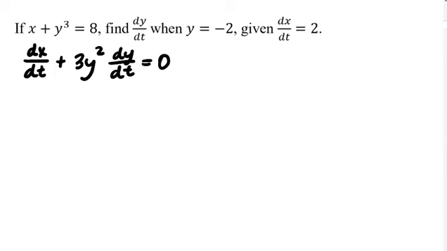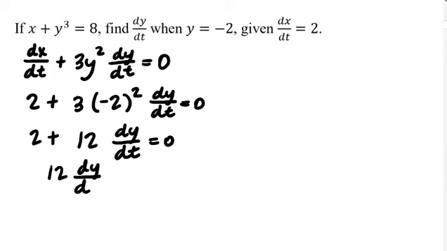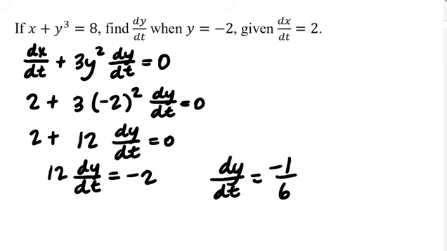We know that dx dt equals 2. y is equal to negative 2. And we're interested in finding dy dt. So this is 2 plus 3 times 4, which is 12 dy dt, equals 0. So 12 dy dt equals negative 2. Therefore, dy dt equals negative 1/6.